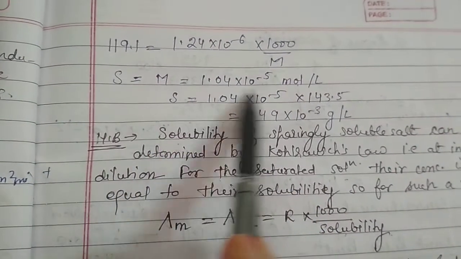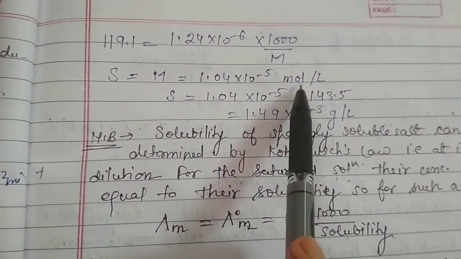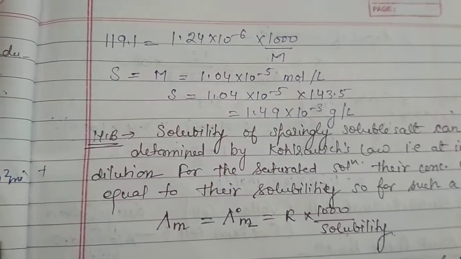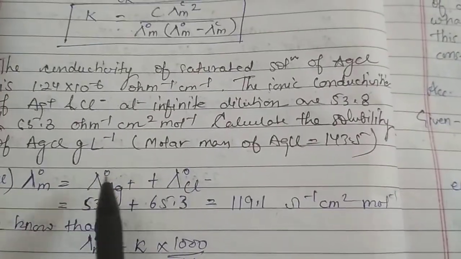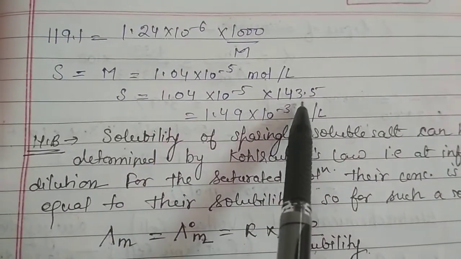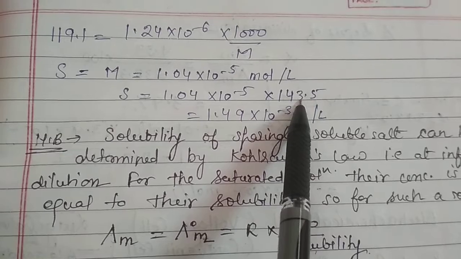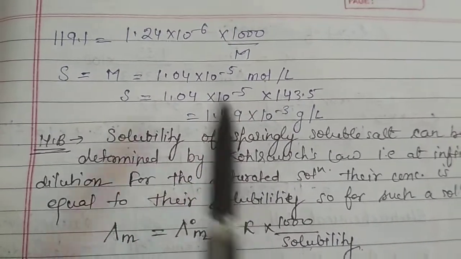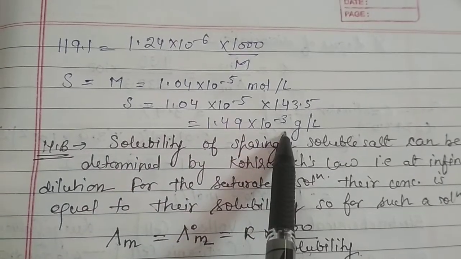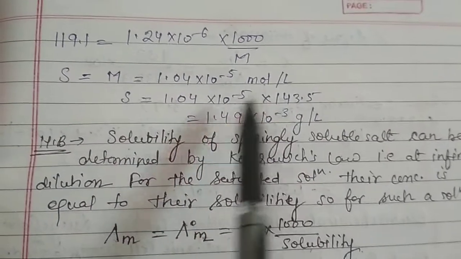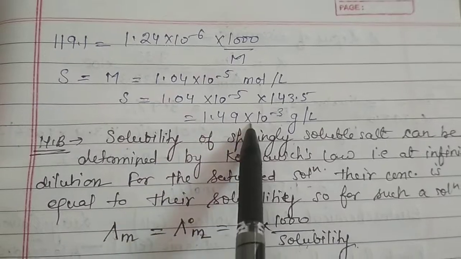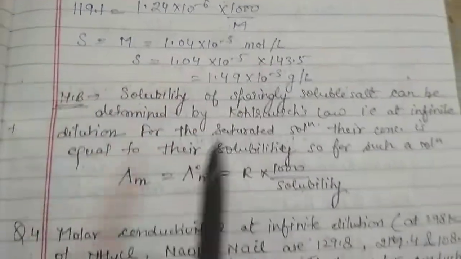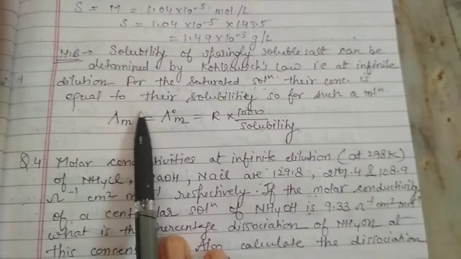By calculation we get this as mole per liter, but in the question we have been asked for gram per liter. So to convert it into gram per liter, we have to multiply it by molar mass. By the formula, as we know, moles is equal to mass upon molar mass. We have to calculate the mass, so mass would be equal to mole × molar mass. So you would be getting the answer in gram per liter. It means that is also one of the applications of the Kohlrausch law.